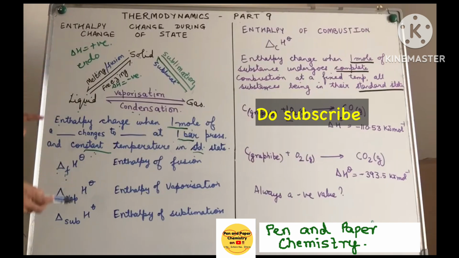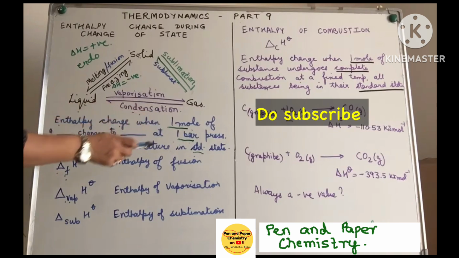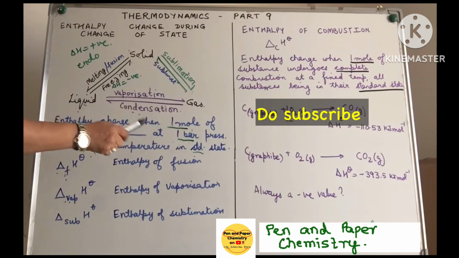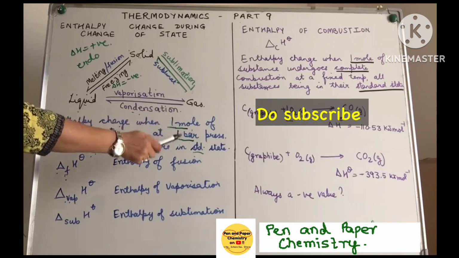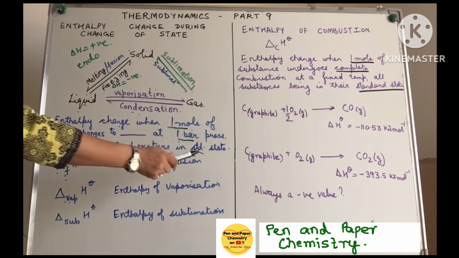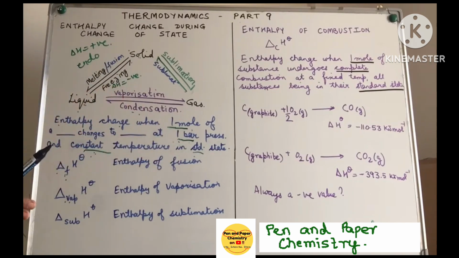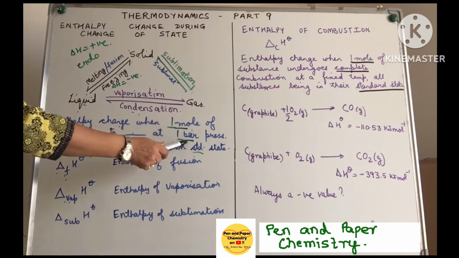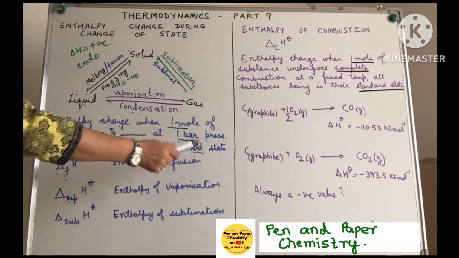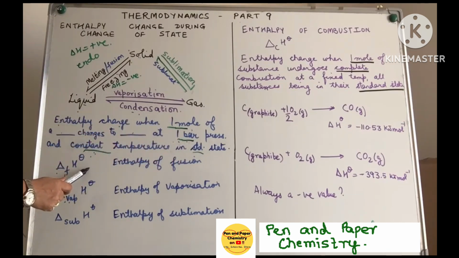Now, to cut the long story short, what we've done over here is we write a general definition, remembering the 4 key points. 1 mole of the substance, 1 bar pressure, constant temperature, standard state. These 4 things we need to remember, and the rest you simply need to fill in the blank. I want to define enthalpy of fusion. Enthalpy change when 1 mole of a solid changes to liquid at 1 bar pressure and constant temperature in standard state is what we call enthalpy of fusion.